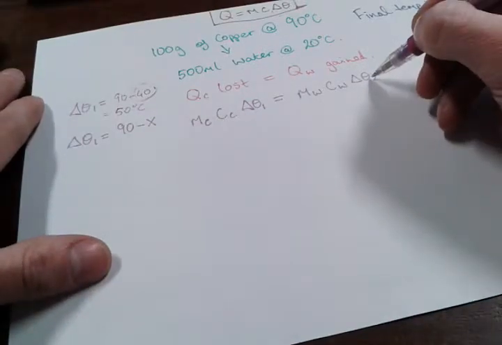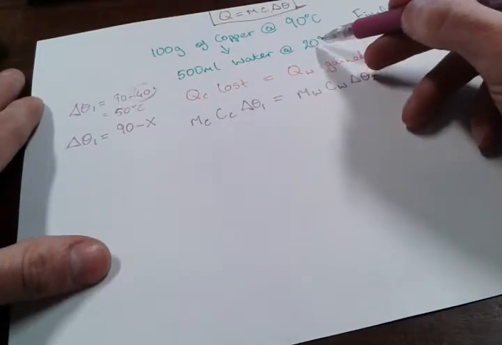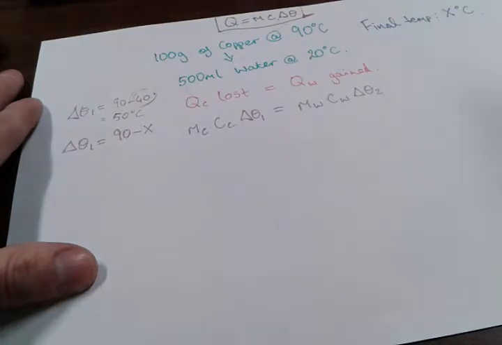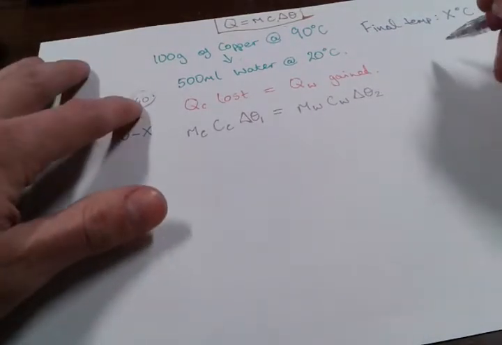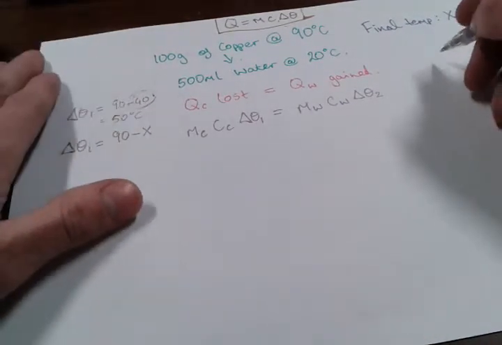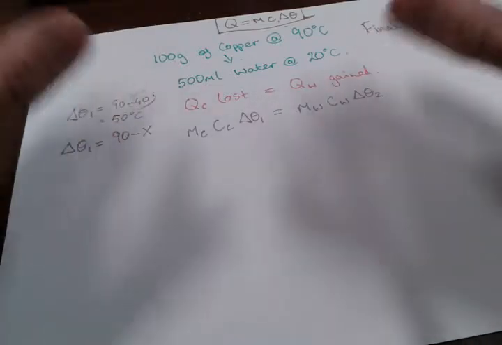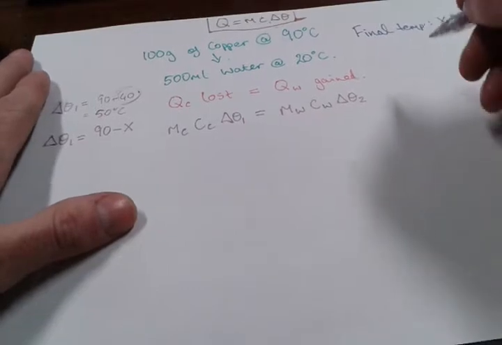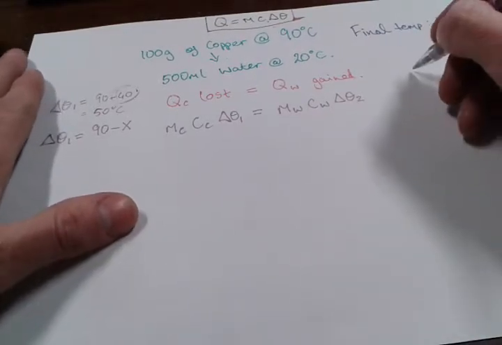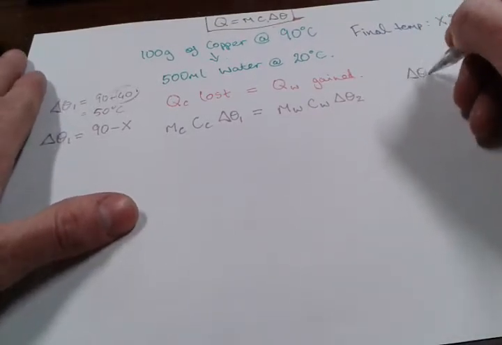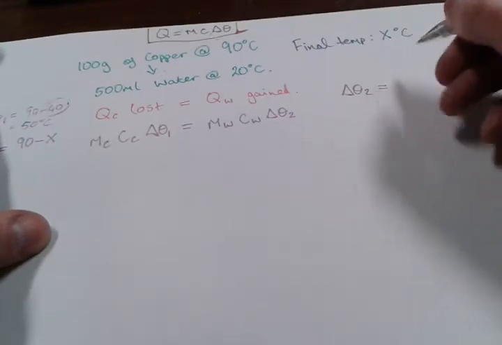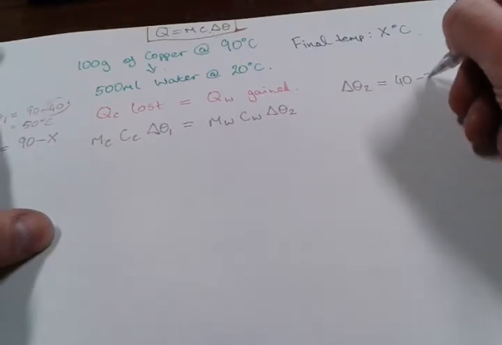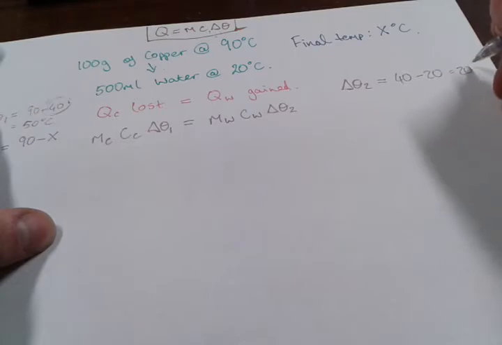Let's look at my Δθ2. Well, what will happen to the water? The water will go from 20 up to some value. Let's say the value was 40 degrees. So let's say at the end of this mixing, my final temperature was 40 degrees. What would my Δθ be there? It would be 20 degrees, because my Δθ2 would be equal to 40 minus 20, which would give me 20 degrees Celsius.